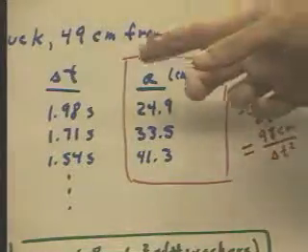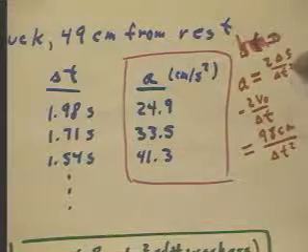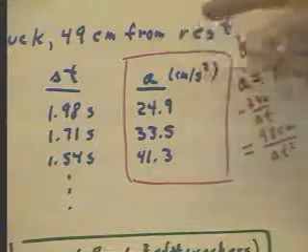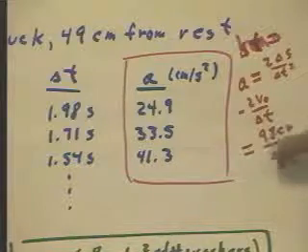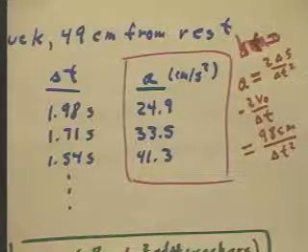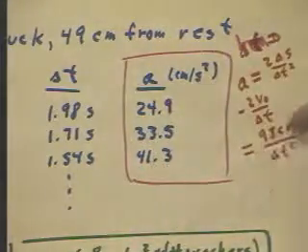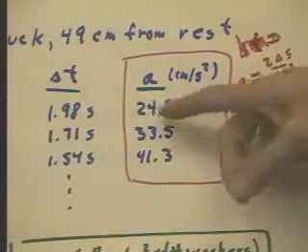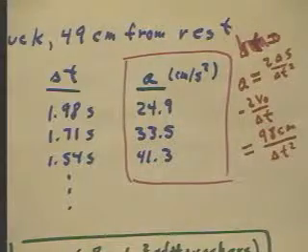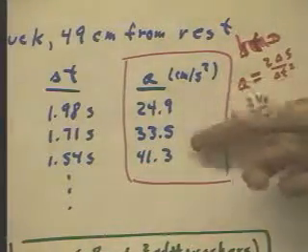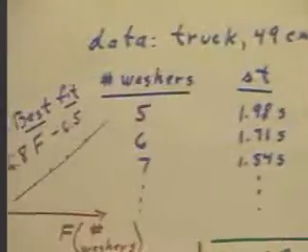Delta S is just our 49 centimeters, so 2 delta S is going to be 98 centimeters, and that'll be over delta T squared. From rest means that initial velocity is 0, so this term is 0. We don't even have to write it down. This is going to be our acceleration. So we went through a little bit of pain to solve an equation for A, but now we've got a formula and we can just punch in 98 over the square of 1.98, and we know that that's going to give us our acceleration in centimeters per second squared. It's going to be 24.9 centimeters per second squared, and so forth. So we very quickly get our accelerations, which we can then plot.